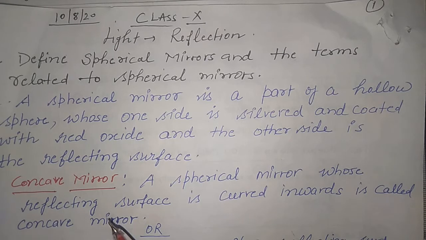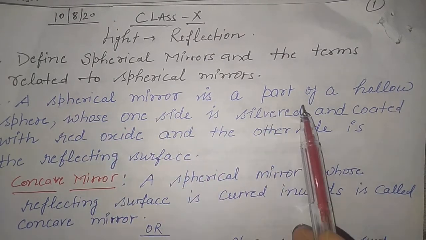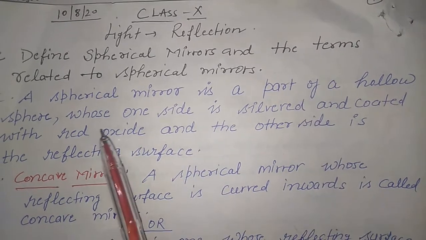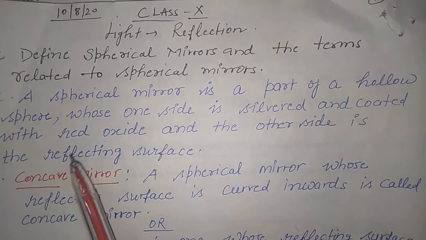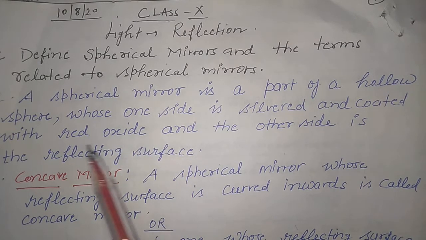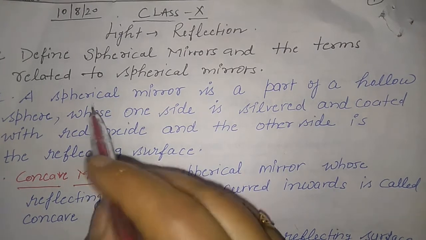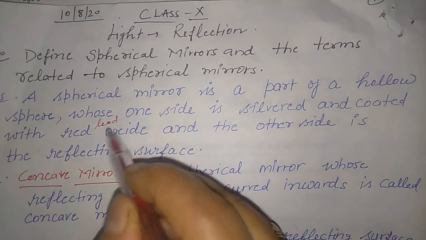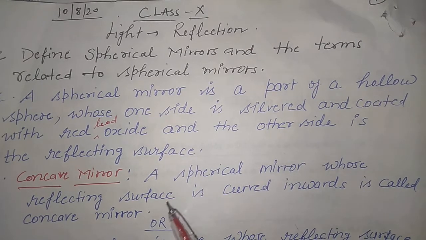What are spherical mirrors? A spherical mirror is a part of a hollow sphere whose one side is silvered and coated with lead oxide. This will be red lead oxide, or we can say here lead oxide. And the other side is the reflecting surface.